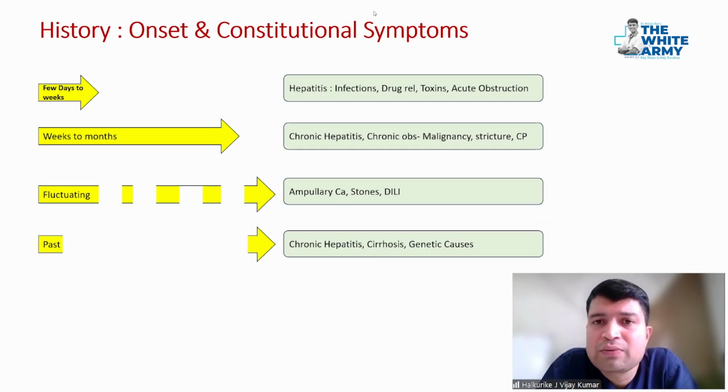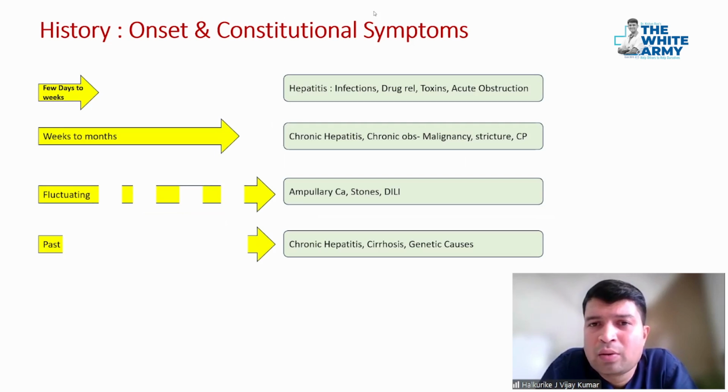Prolonged jaundice, which occurs from weeks to months, is often a part of chronic hepatitis, particularly hepatitis B, C. These patients will have chronic jaundice, with bilirubin ranging from 3, 4 going on for weeks to months. Another chronic cause of obstructive jaundice is particularly malignancy.